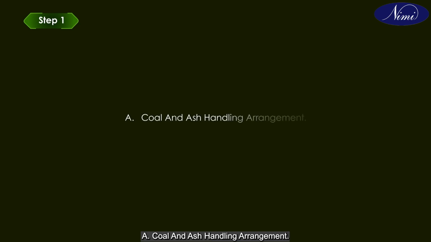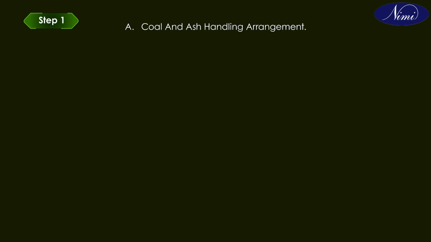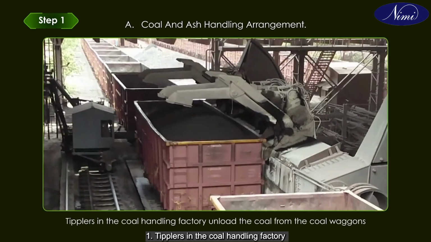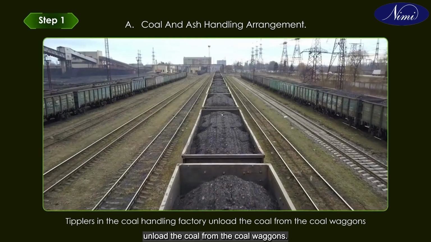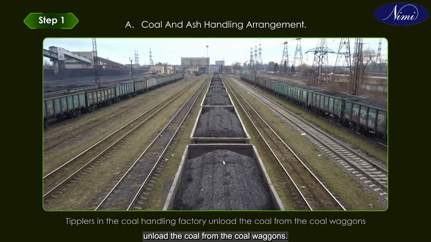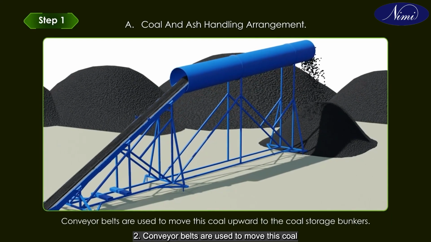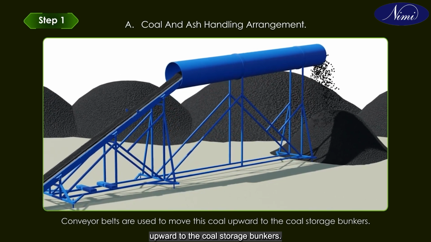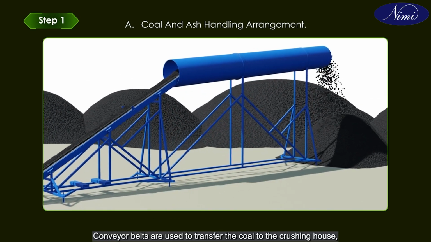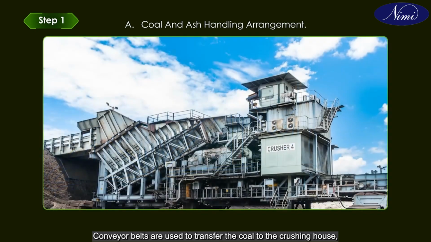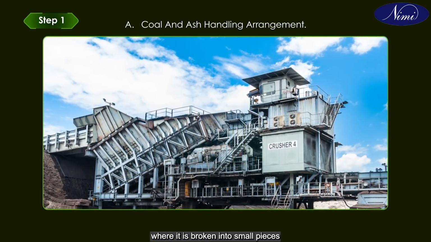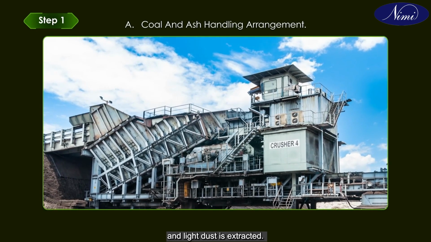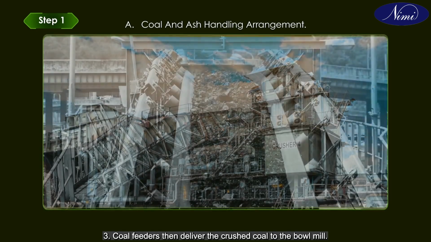A. Coal and ash handling arrangement. Number 1: tipplers in the coal handling factory unload the coal from the coal wagons. Number 2: conveyor belts are used to move this coal upward to the coal storage bunkers. Conveyor belts are used to transfer the coal to the crushing house, where it is broken into small pieces and light dust is extracted.